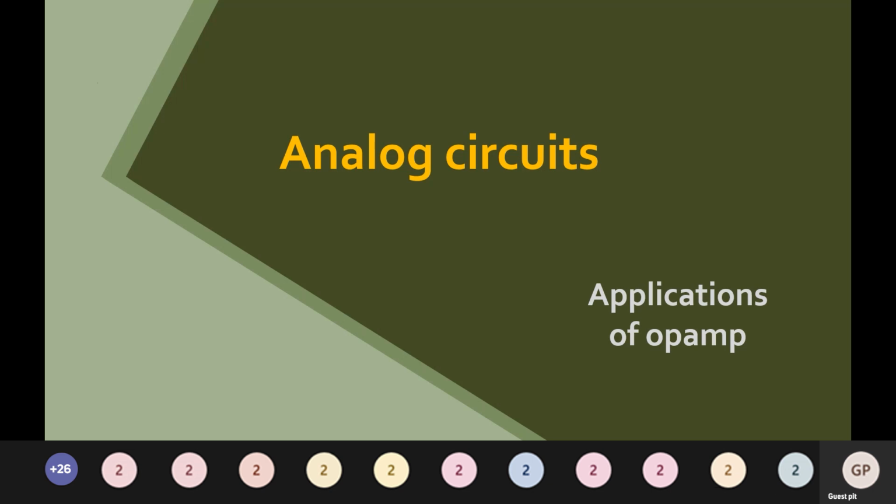In the previous class, we were discussing the basics of op-amp. What is an op-amp? What are the characteristics of an op-amp? And how an op-amp can be used for some basic applications like inverting and non-inverting amplifiers, summing amplifiers, again inverting and non-inverting, and then the differential amplifier, which can act as a subtractor, all those things. Now we'll proceed with some more applications of op-amp, which are more important.